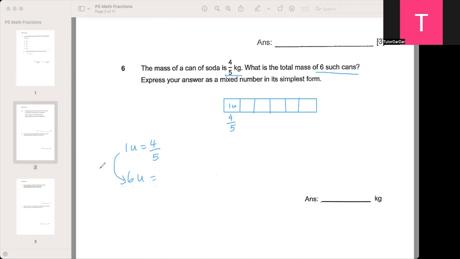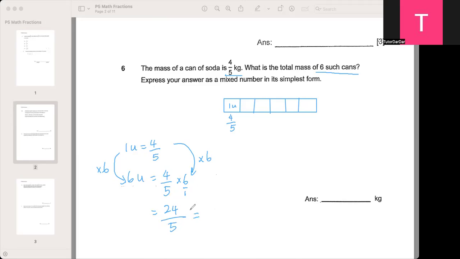1 becomes 6 means it is multiplied by 6. So this side also has to be multiplied by 6. So what happened? 4 out of 5 multiplied by 6 equal to, this is the numerator. You have to know that below the 6 there is an invisible 1. So that means, what are we going to do? 4 times 6, 24 divided by 5.